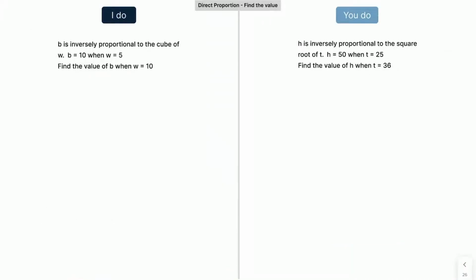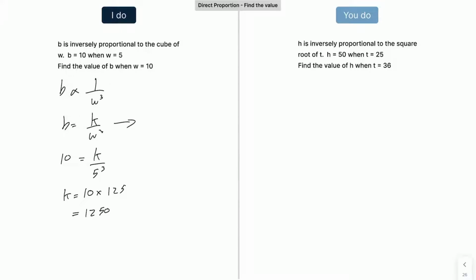So now we have the inverse proportion. It says b is inversely proportional to the cube of w. Writing that by replacing the symbol with an equal sign and the constant k, and now subbing the values in. So b is 10, w is 5. So that's going to be k is equal to 10 times 5 cubed, which is 125. That gives me 1250.